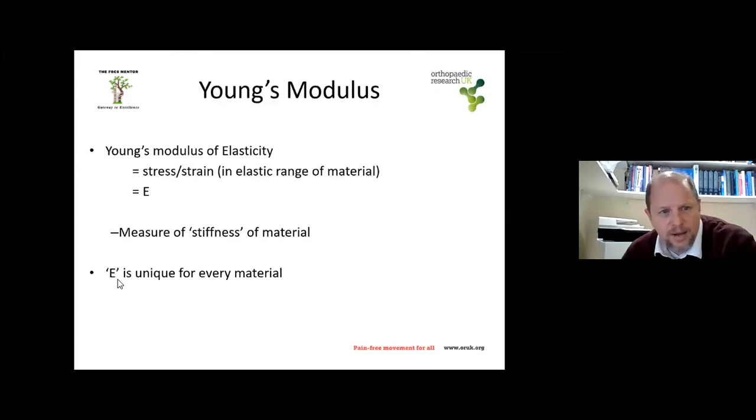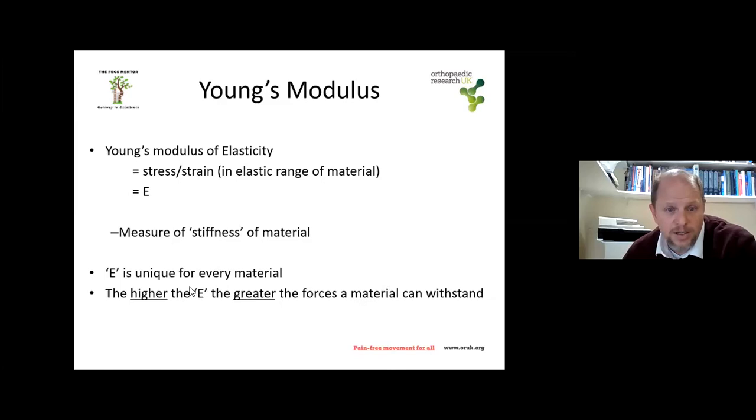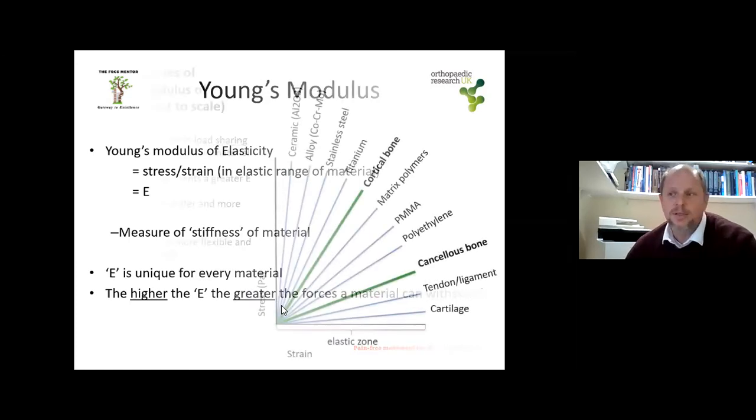And the E, which is the measure of a Young's modulus of elasticity, is unique for every material. So sometimes we want to know where it is in relation to each other. So different relative Young's moduluses. And the higher the E, the greater the forces that a material can withstand. So let me show you this.